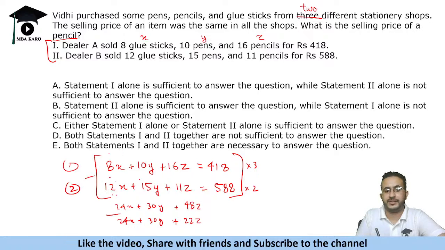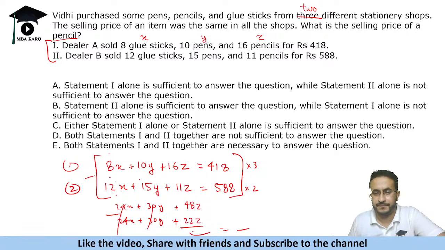So if we subtract, x and y will cancel. We will get some value of z, so we can find z. If we multiply the equations with the right variables, we can solve for z. We have to find z, right? We are not at all concerned with what x or y is.